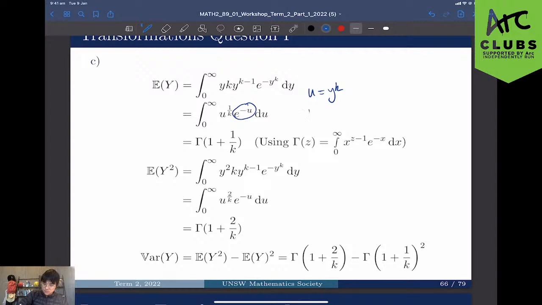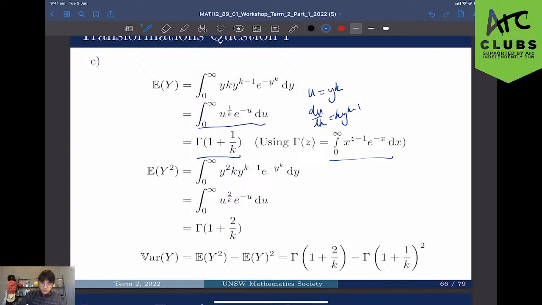Yep, and then du/dk is equal to ky to the power of k minus 1. So we end up with this over here, and we can see that this is equal to the gamma value of 1 plus 1 on k, but this is the density function.